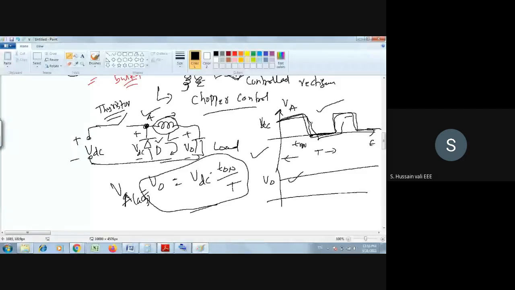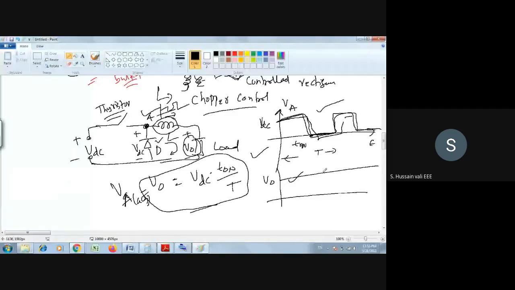So what is the average value? You find the area: multiply height and width, that is VDC into T on, whole divided by the total time period T. So this is the average value of the output voltage, or the average value of the voltage at A. Now V naught is nothing but this pulse passing through the inductor and getting smoothened, nothing else.